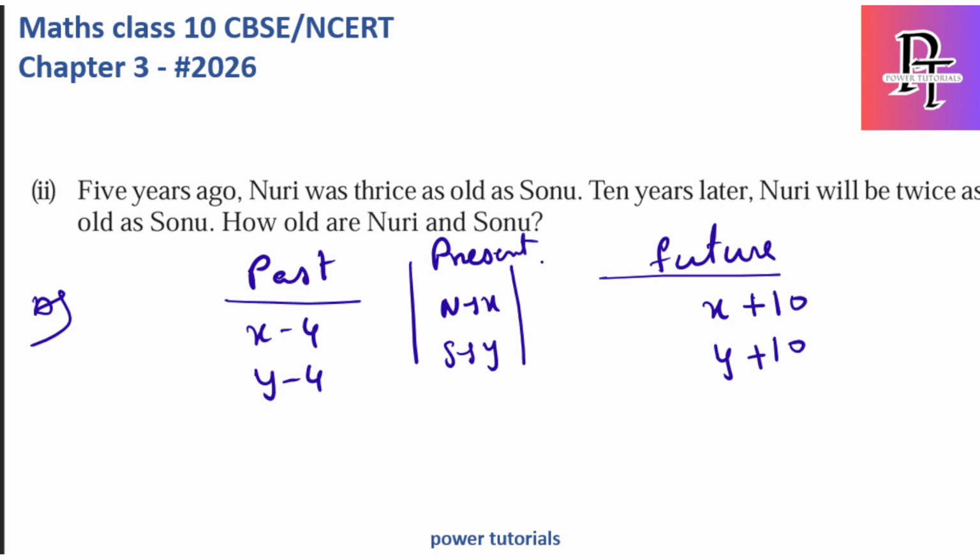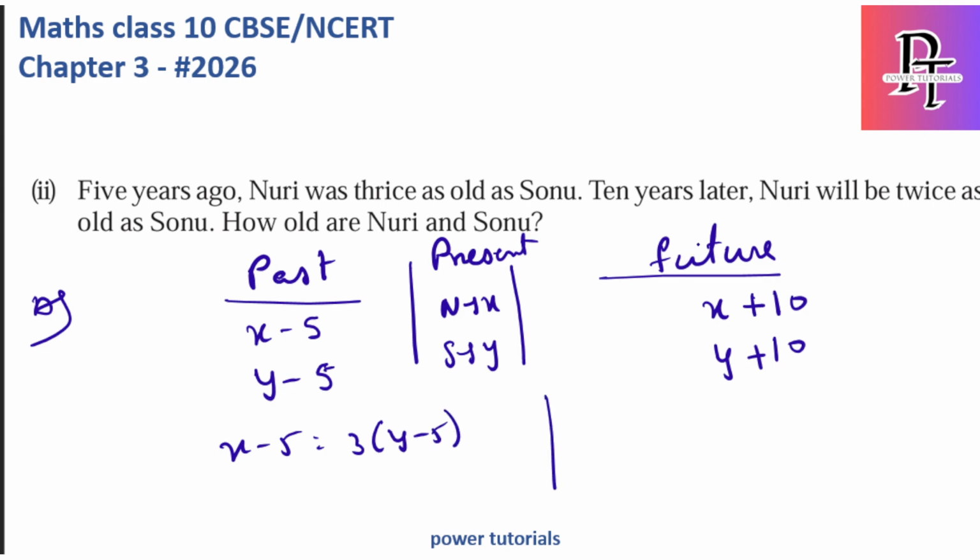So now let's see the conditions. 5 years ago, okay, it's not 4 years ago, 5 years ago. Okay, small correction. It is 5 years ago. Okay, 5 years ago, Noori was thrice as Sonu. Noori is x minus 5 is thrice as Sonu.